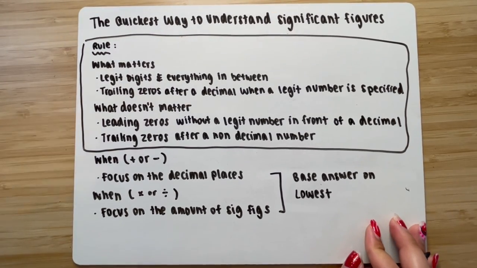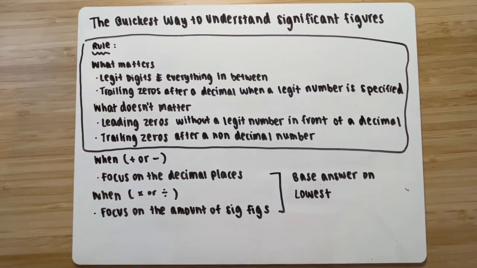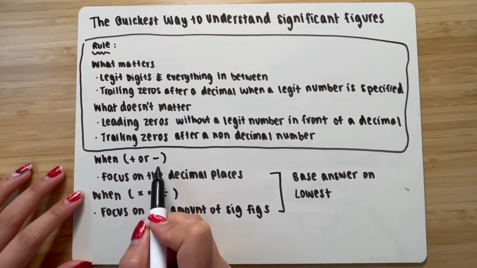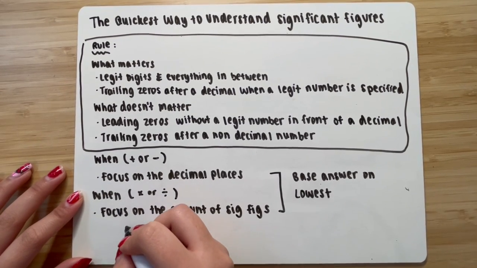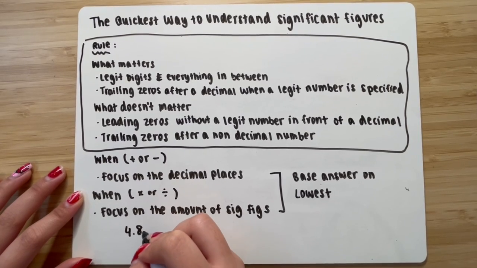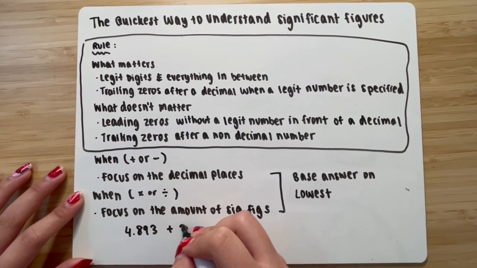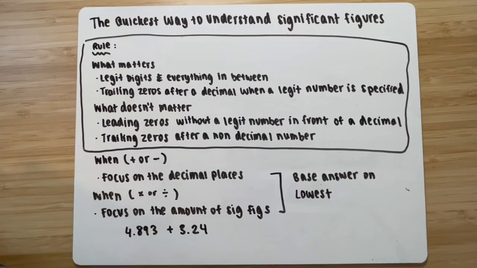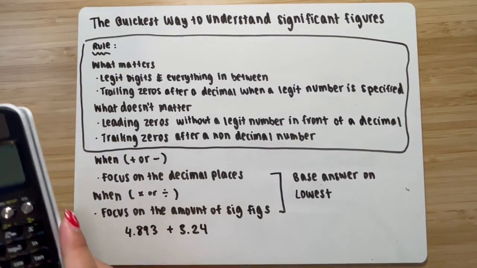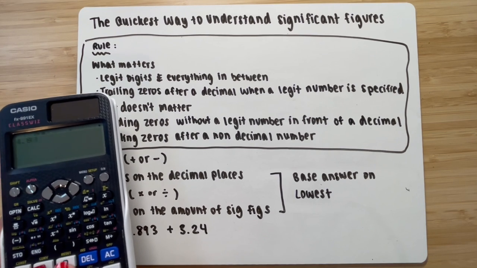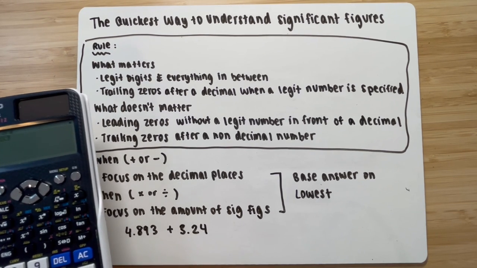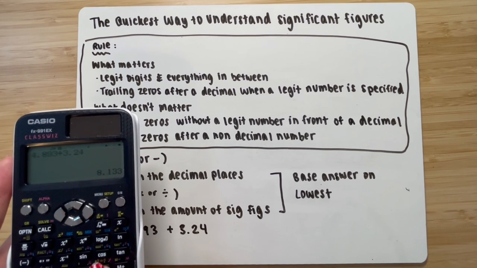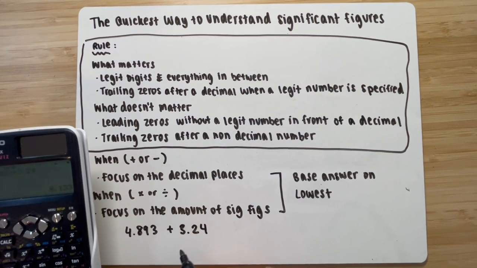Now, let's move on to adding or subtracting sig figs. Now we're moving on to calculating and then finding how many sig figs should be in the answer you have. When adding or subtracting, focus on the decimal places. So let's say 4.893 plus 3.24. Let me grab my calculator. 4.893 plus 3.24, you get 8.133.